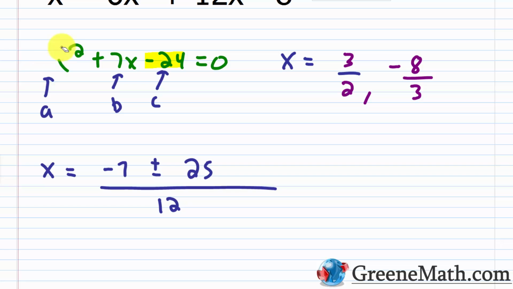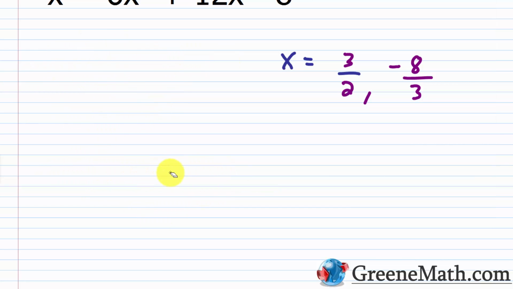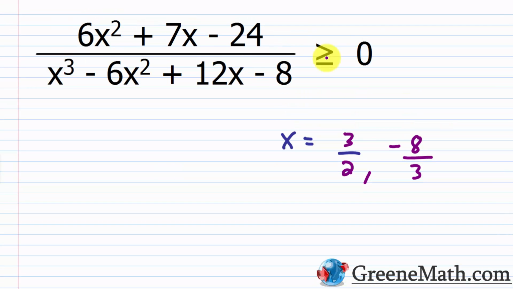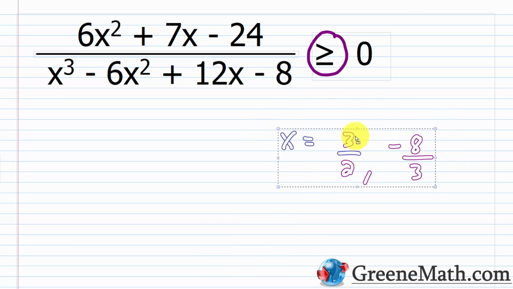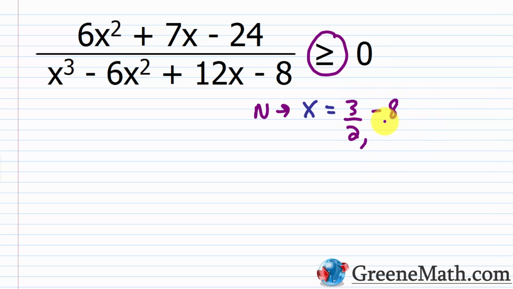So this is for the numerator. And we want to specifically mark that it's from the numerator because we have a non-strict inequality here. We have this greater than or equal to. So these guys will work as solutions. Okay, so let me just kind of move this up here a little bit. And we're just going to say that this comes from our numerator. Okay, and let me kind of tighten this down a little bit. So we have 3/2 and again, -8/3.